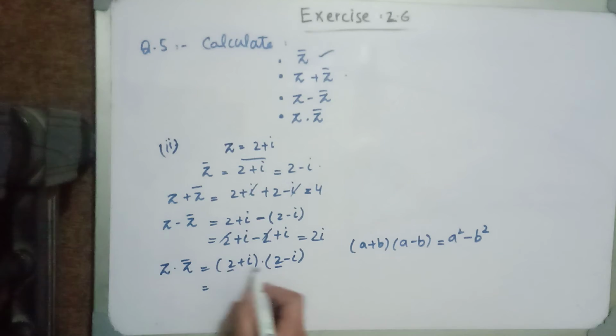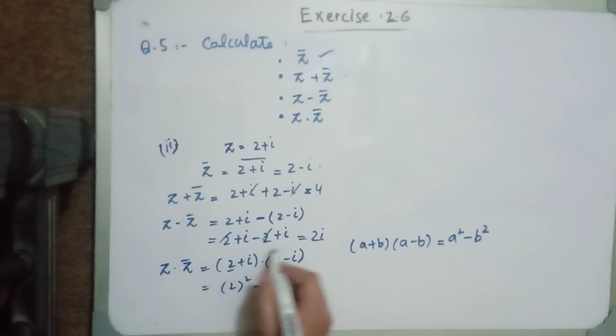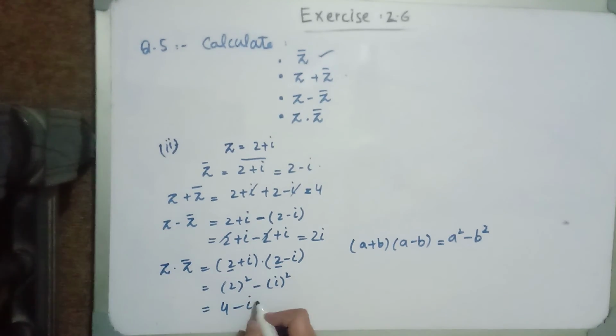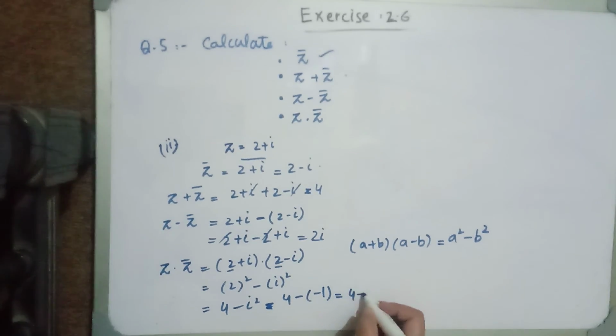So we'll get here the first term squared, which is 2 square, minus the second term squared, iota square, right? So 2 square will be 4 minus iota square, and we know the value of iota square is minus 1. So let's substitute the value here. Minus into minus will be plus, so 4 plus 1 is equal to 5. So that's all we have for today. Thank you very much.